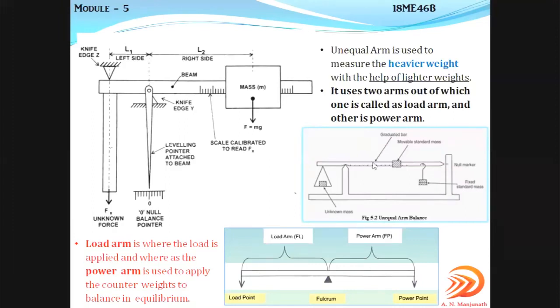Can you observe this image, right? Unequal arm balance. So unknown mass, it is unknown force. This is the standard mass, you can observe, which is movable. By using only this and by adjusting the length, you are able to measure the unknown force, the heavier weight, by using the lesser weight, by just increasing the length from the fulcrum. So this is what the unequal arm balance is about.